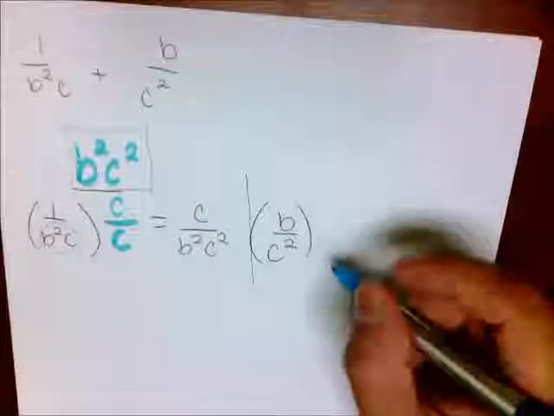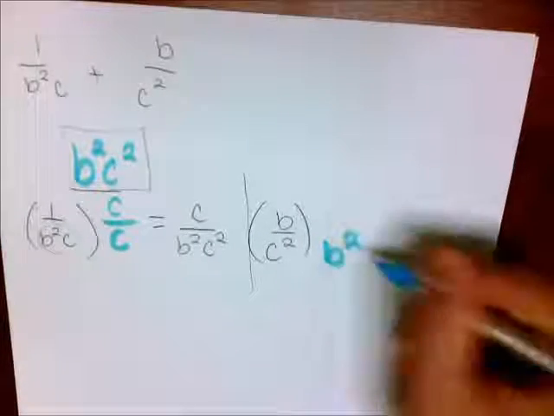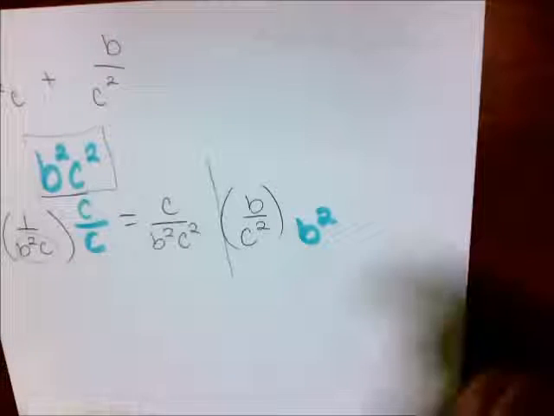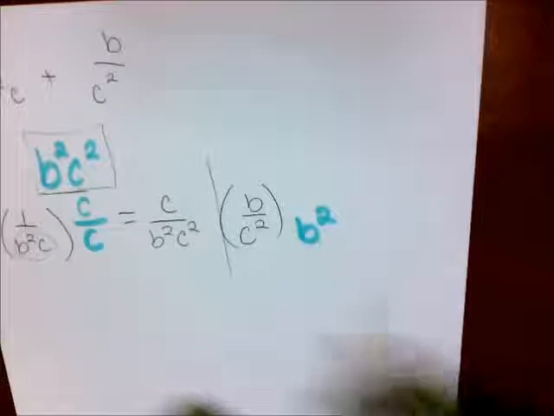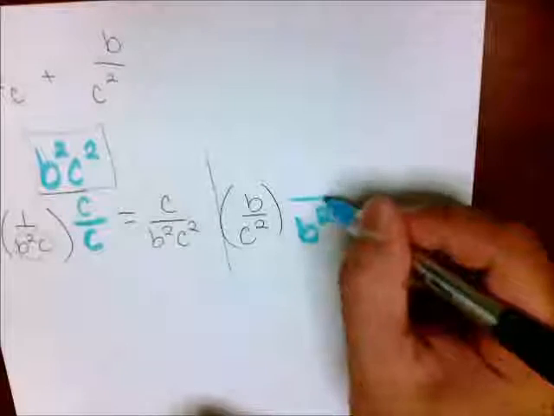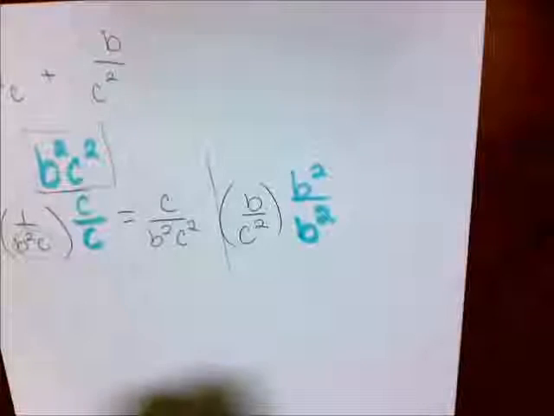So let's multiply it by b squared. But again, if we multiply it by just b squared, that's going to change the problem, right? So we have to multiply it by some version of 1, or b squared over itself.